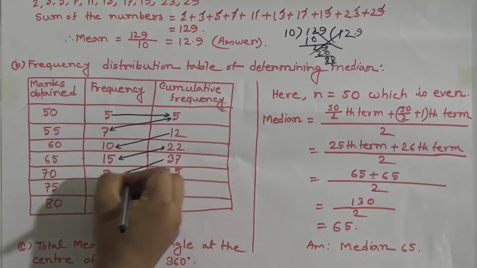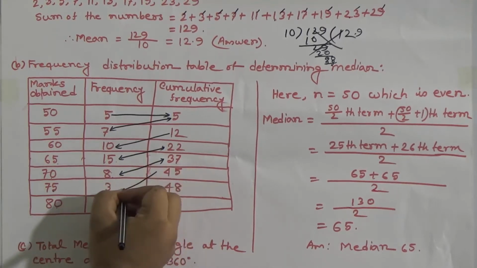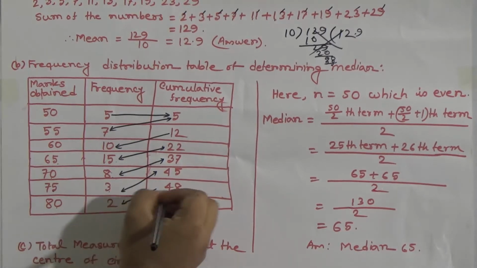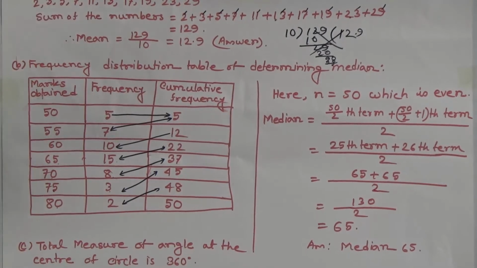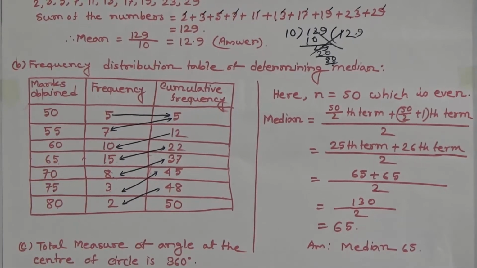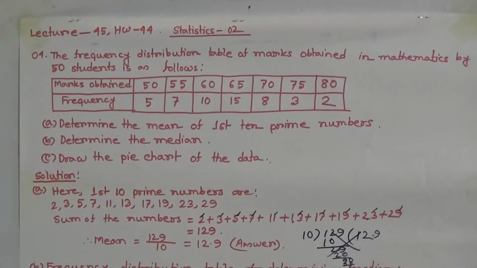Then we add 37 with 8 and we get 45. After that, we add 45 with 3. Then we get 48. After that, we add 2 with 48 and we get 50. Okay. So notice there are 50 students. After finding cumulative frequency, the last number will be the total number of students. I hope you have understood. If the last number is the total number of students, then our cumulative frequency is correct.